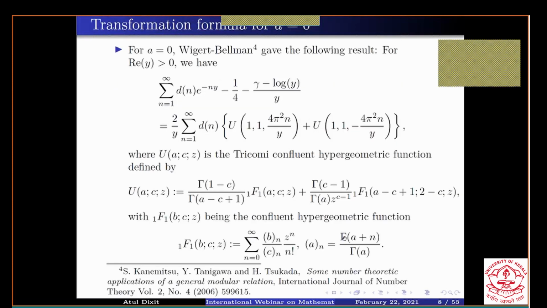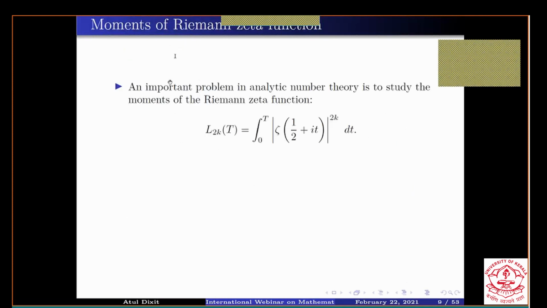Why is this particular thing important? Why is it important to study this particular Lambert series? That will also build a case for studying our more general Lambert series, where instead of a equal to 0, you are taking a to be any even integer. So an important problem in analytic number theory is to study the 2kth moment of the Riemann zeta function on the critical line, on the real part of s equal to 1/2.